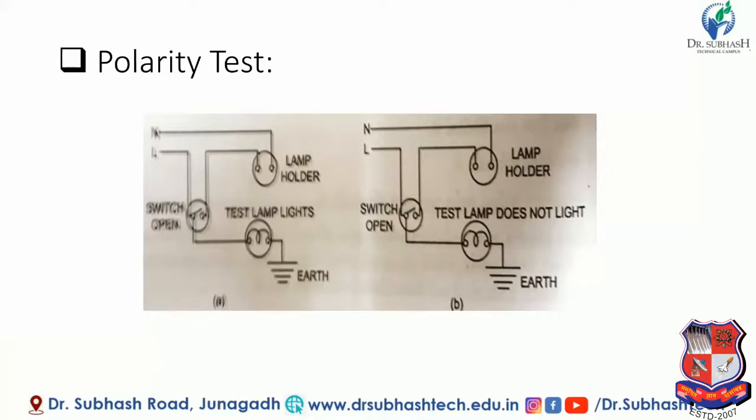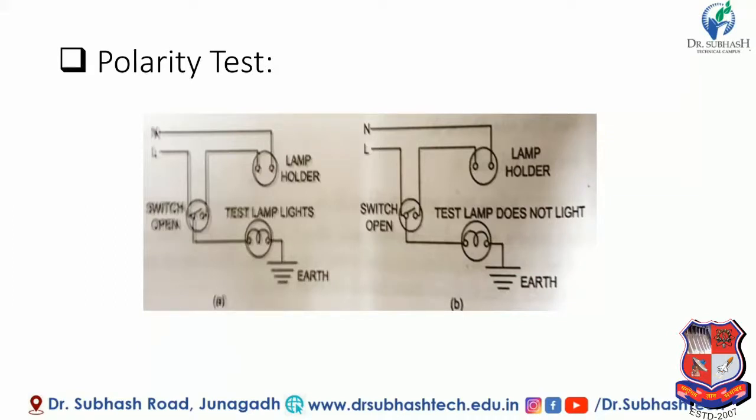Next is the vice versa connection. The lamp does not light. The switch is kept open here, the lamp holder is given to the neutral, and earth is terminated between these two. This is called the polarity test.